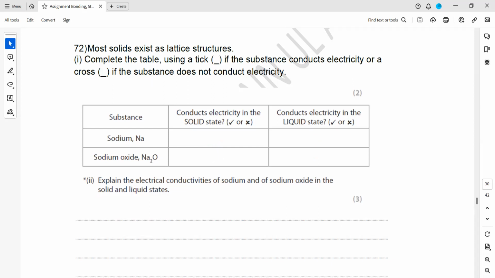So what are the points you will mention for solid sodium metal? There are free or delocalized electrons, so it can conduct, and even in a liquid state, there are free delocalized electrons. But in sodium oxide in the solid state, there are no free electrons or ions. But in the molten state, the ions are free to move.